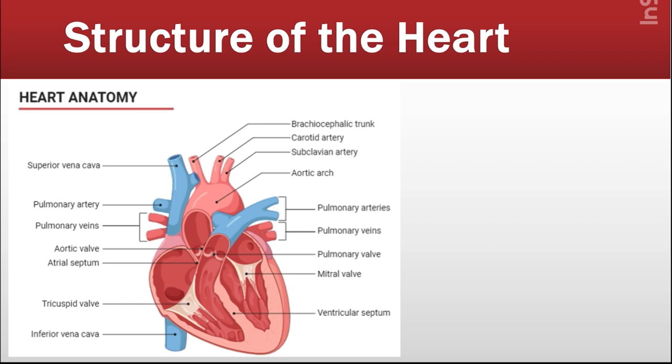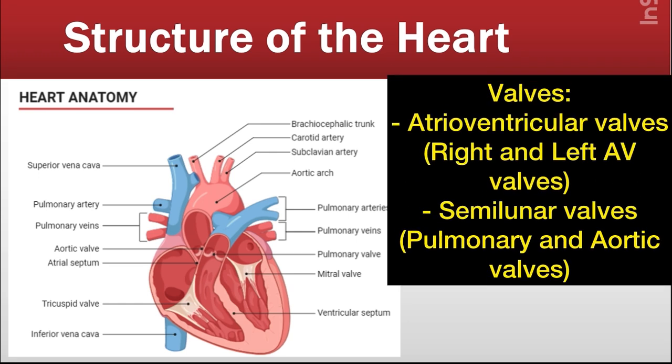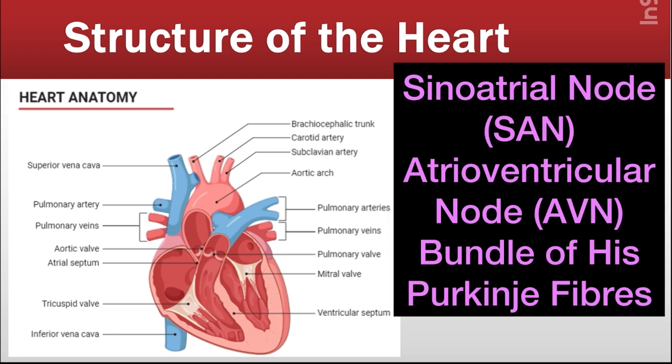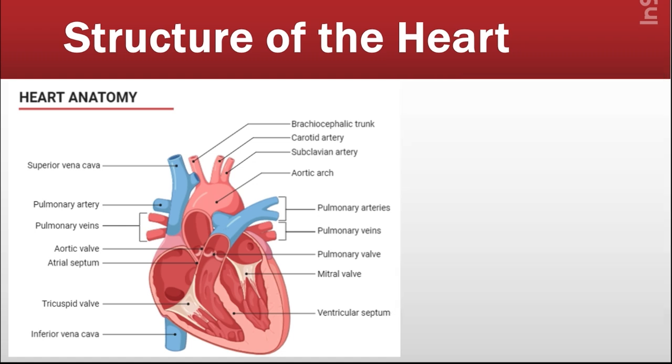Furthermore, there are valves. The specific valves we have here are the atrioventricular valves, or AV valves, specifically the right and left AV valves, and the semilunar valves, specifically the pulmonary and aortic valves. The valves act like gates, controlling the flow of blood by opening or closing themselves. Then there are the sinoatrial node, SAN, the atrioventricular node, AVN, the bundle of His, and the Purkinje fibers, but this is a separate topic which I'll cover in the next couple of slides.